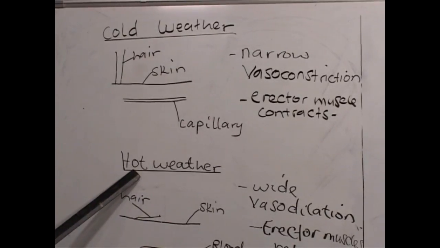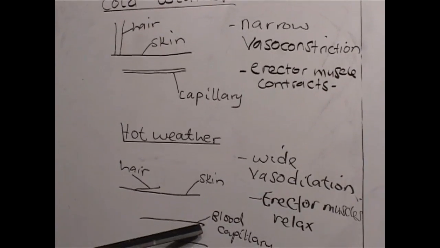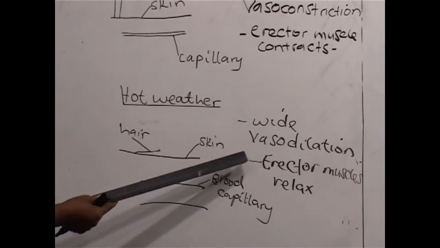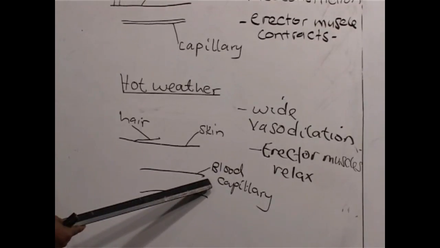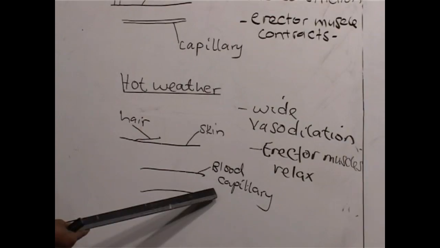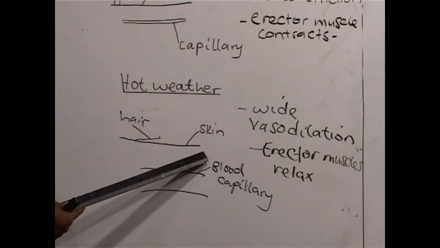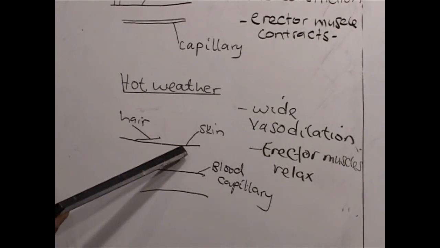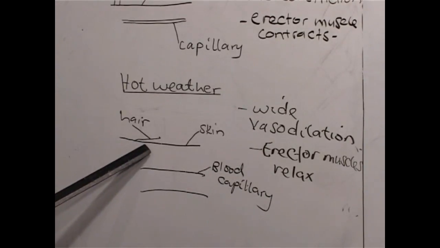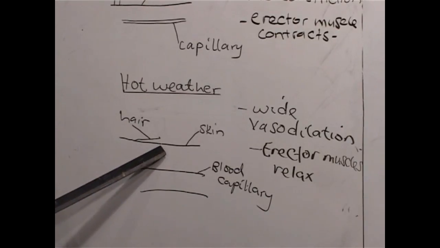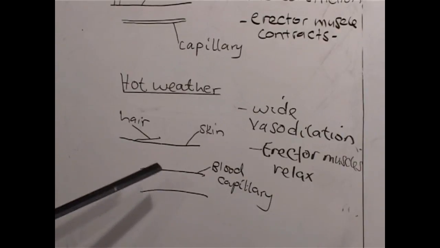Then when it is hot, the blood capillaries become wide. Then we say vasodilation has taken place. More blood flows through the blood capillaries. When more blood flows through the capillaries, more heat is lost from your body. Then the erector muscles relax. When this happens, the hairs on the skin will lie flat on the skin. Air will not be trapped. So in this case, it will be easier for heat to be lost from the skin.